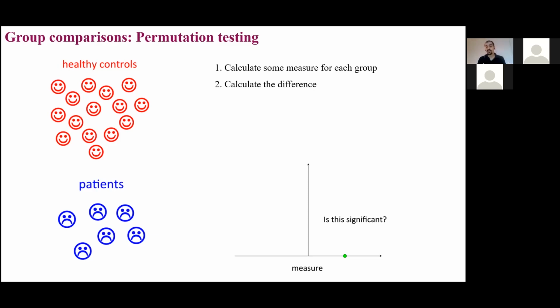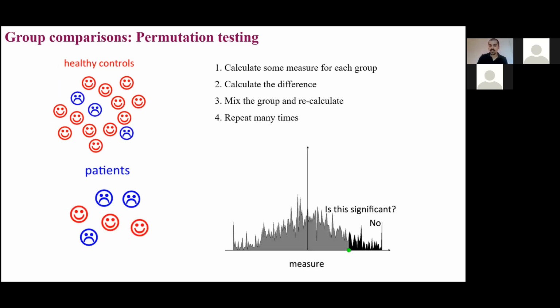Once you have this difference, you need to ask yourself whether this is a significant difference. What you do is you basically mix the groups. You randomly assign some healthy controls into the patient group and vice versa. You recalculate the measure, and you recalculate the difference.